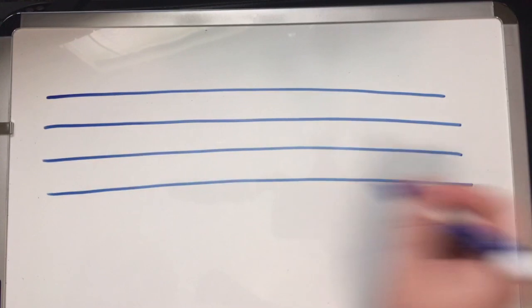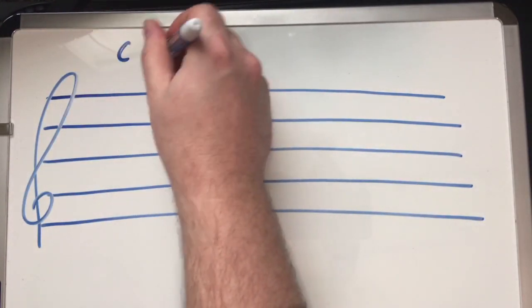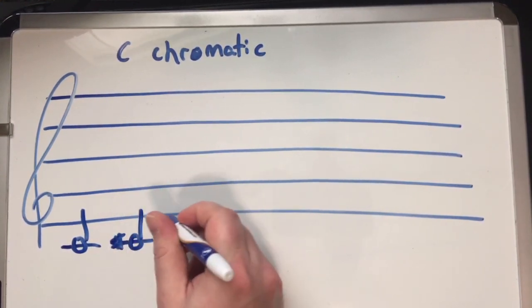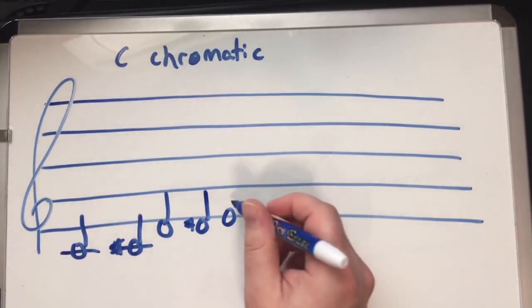The chromatic scale is probably the easiest to understand because you literally just hit all the notes in between one letter name and the next. So in this case, from C to C, we're going to hit every single note on the keyboard. And the idea is that each one of these is a half step, and you can spell these different ways.